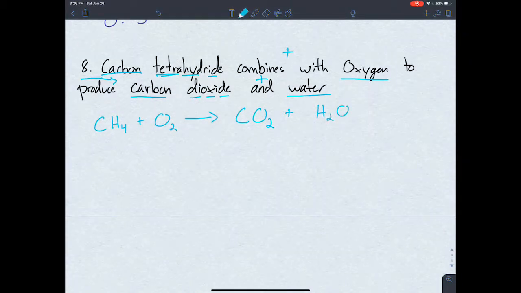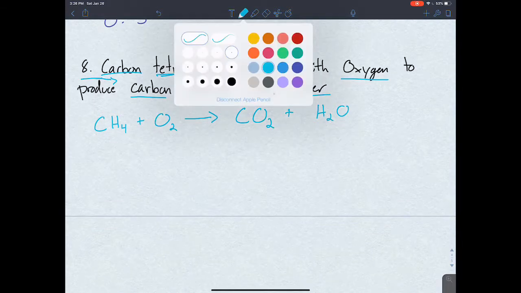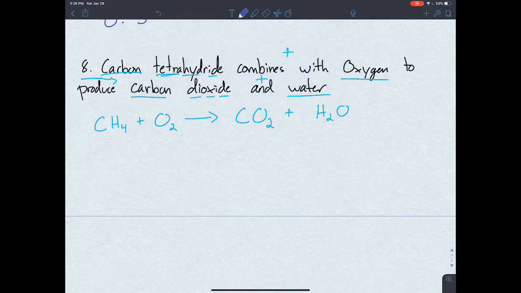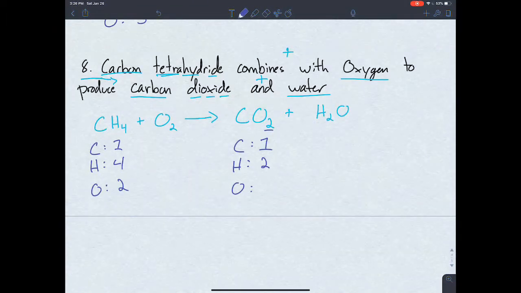Okay, I used the wrong color, that's all right, we'll just go backwards with the colors. Carbon, hydrogen, oxygen, carbon, hydrogen, oxygen. Carbons, I have 1, hydrogens, I have 4, oxygens, diatomic, I have 2. On this side, carbons, I have 1, hydrogens, I have 2, and oxygens, I have 2 here and 1 here, so I have 3 total.